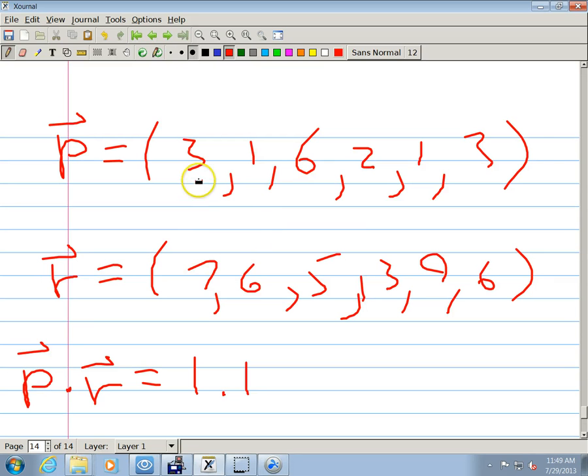So 7% of 3 million, 6% of 1 million, 5% of 6 million, 13% of 2 million, 9% of 1 million, 6% of 3 million. Add it all up, net gain for all the states put together is 1.1 million people. All right, so I should probably say millions of people are the units there, right?